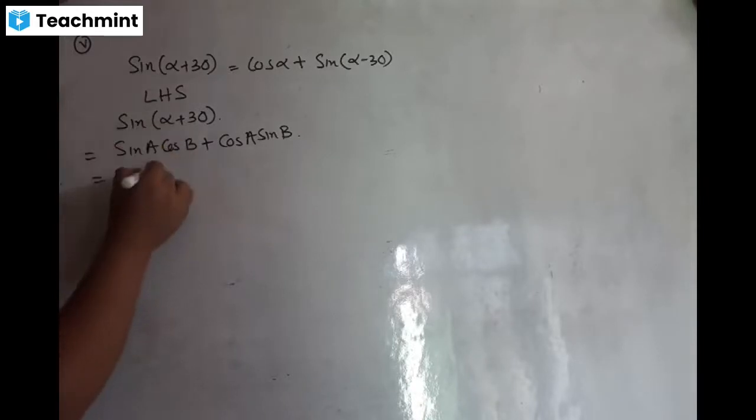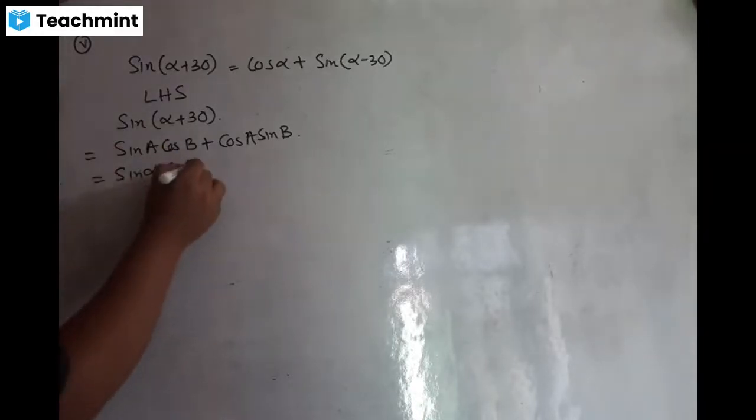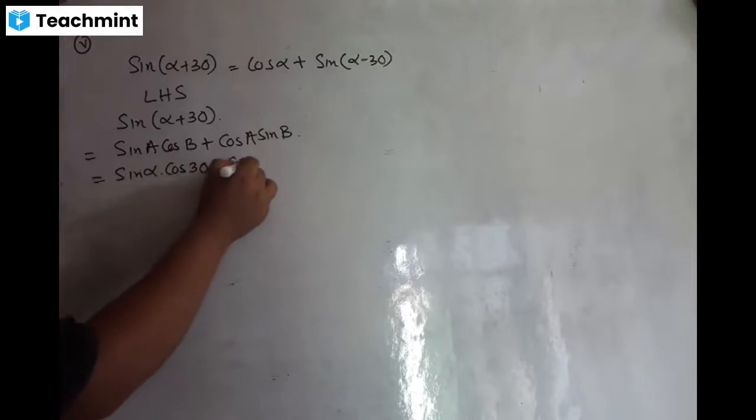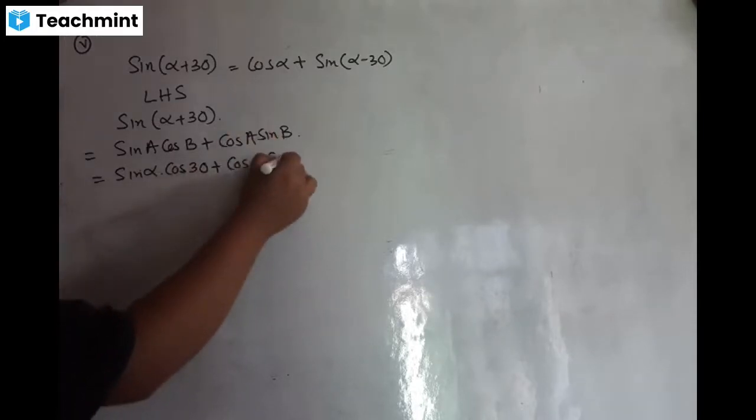Sine, what is A? A is alpha. Cos, what is B? B is 30, plus cos, what is A? Alpha. And what is B? 30.